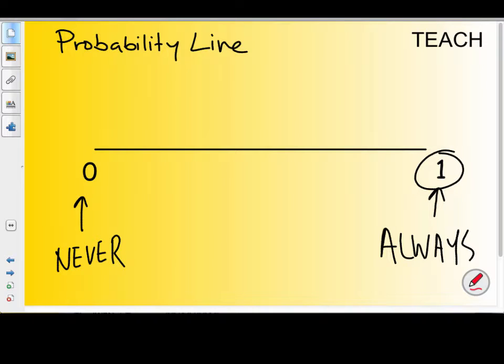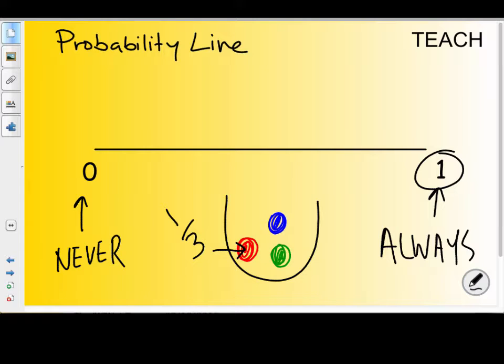Or what if there were 3 balls in a mystery sack? There's the mystery sack, 3 balls. You close your eyes, reach in your hand and draw a ball. Well, what are the chances you're going to get a red ball? Because there's 3 balls, it's 1 chance out of 3 that you'll get a red ball. 1 chance out of 3 you'd get the blue ball. 1 chance out of 3 you'd get the green ball. Hey, does this look like a third to you?